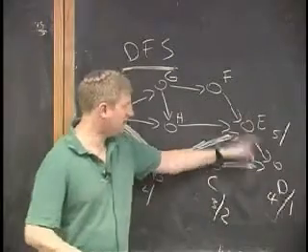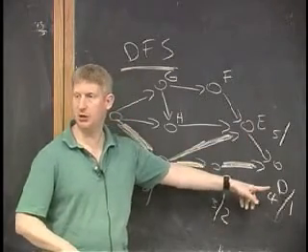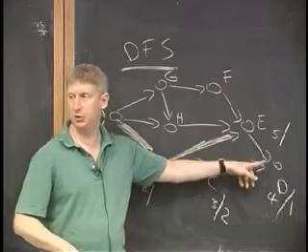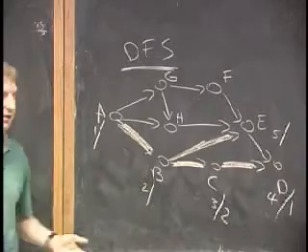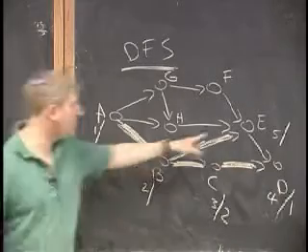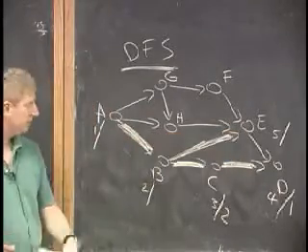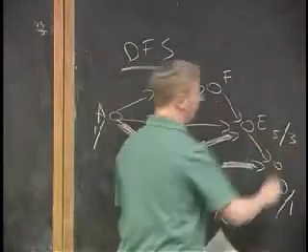So now we're going to check E to D. D is already marked. It has a number. So we do not add this edge to our tree, which means we do not change the parent of D, and we don't start a depth first search on D. And in fact, now we're done with E, so E gets the number 3 for the finishing time.